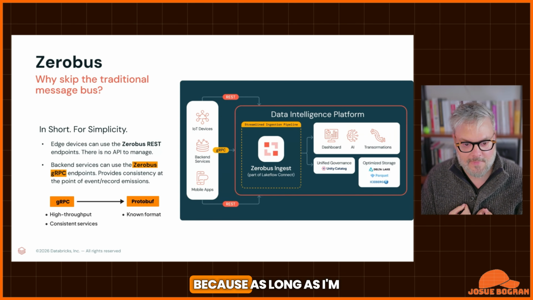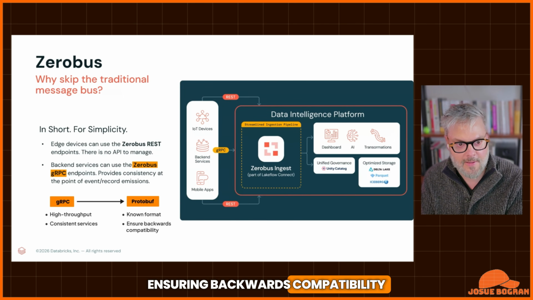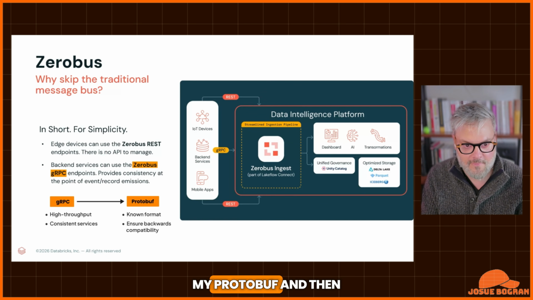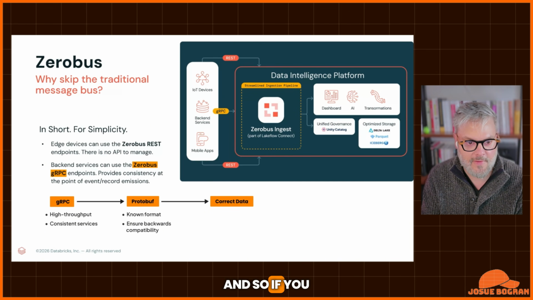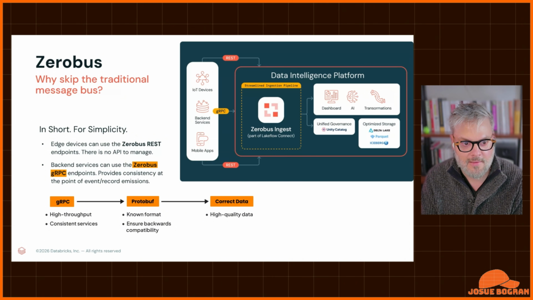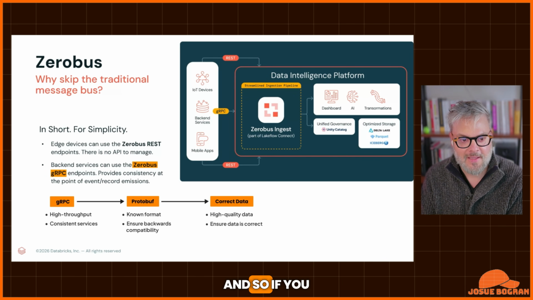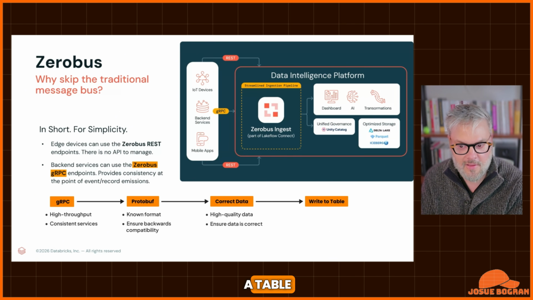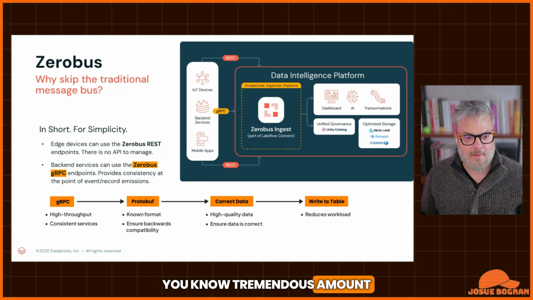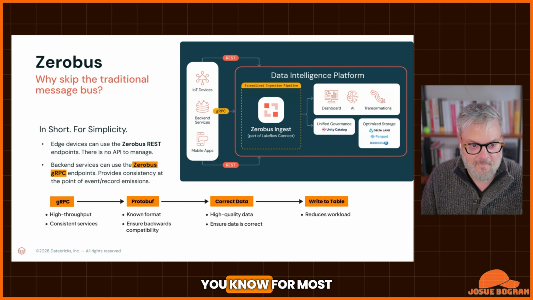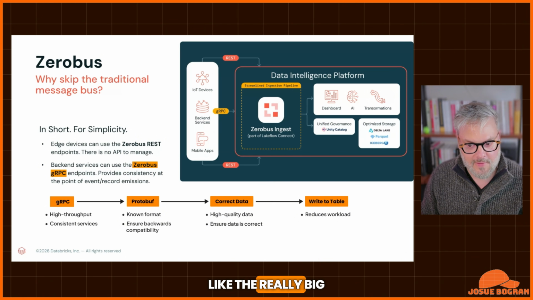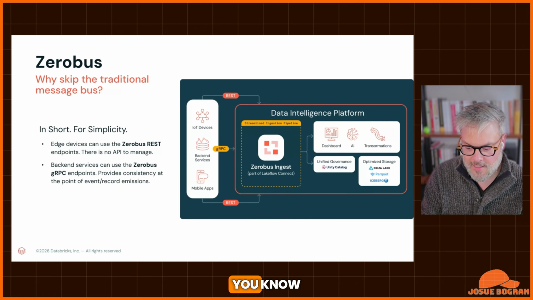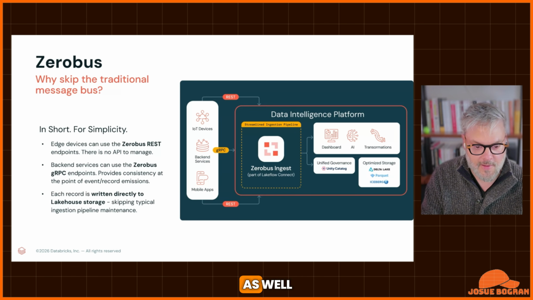And that makes me a lot happier because as long as I'm ensuring backwards compatibility between releases of my protobuf and my gRPC services, I can never send something that is incorrect. And so if you think about data and high quality data, you want to make sure that things are correct. If you could literally just send correct data through a gRPC endpoint and have it automatically show up in a table, you've essentially erased a tremendous amount of typical work for most gigantic enterprises at this point, right? And so I think that's one of the really big selling points of Zerobus. You can use it in the small, you can use it in the large as well.